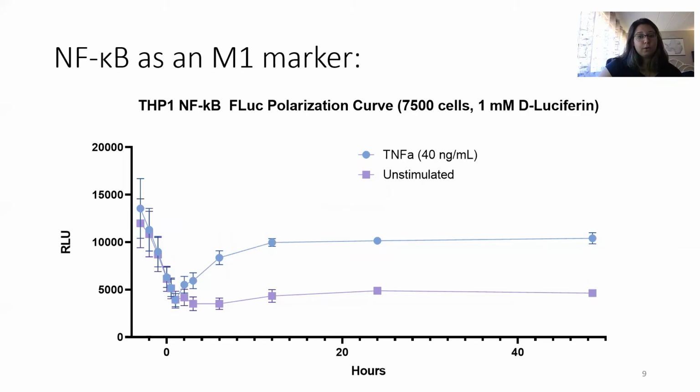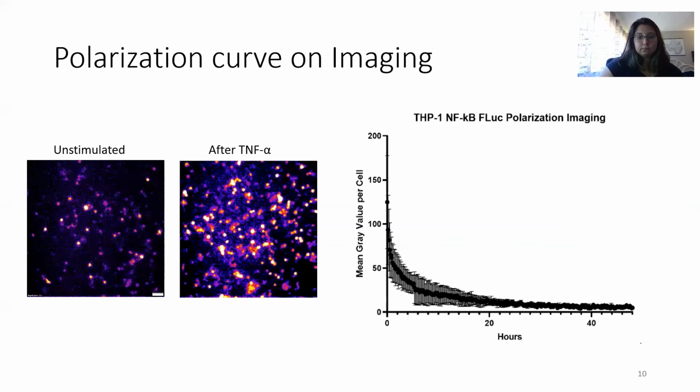To test the M1 reporter line, I used PMA to differentiate these monocytes overnight to macrophages, and then changed the media and added D-luciferin. At time 0, I added TNF-alpha, which is a cytokine known to induce an M1 phenotype. As you can see by the curves, the stimulated cells had an increase in luminescence as opposed to the unstimulated phenotype, which is caused by the stimulated cells having an increase in NF-kappa B activation.